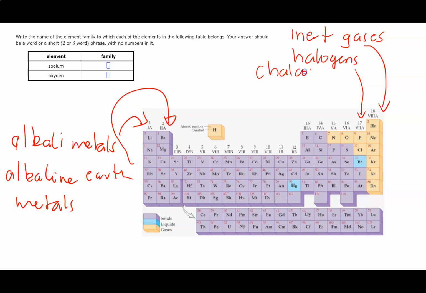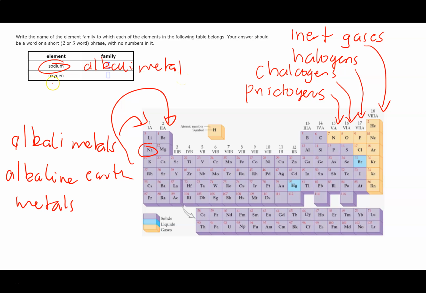It could belong to the chalcogens, group 6A, or it could belong to the pnictogens, group 5A. So let's see what we've got. So we've got sodium, and sodium is Na, and Na is in group 1A, so that means that it is an alkali metal. Now we've got oxygen. Oxygen is way over here in group 6A, and group 6A are the chalcogens. So they're the two families there.